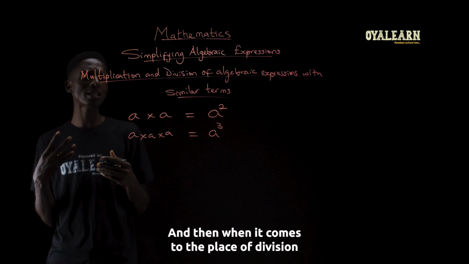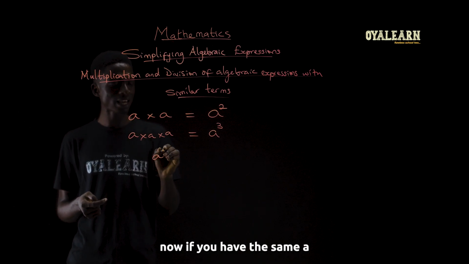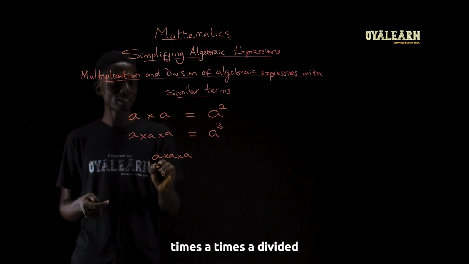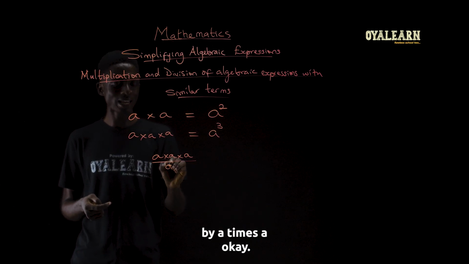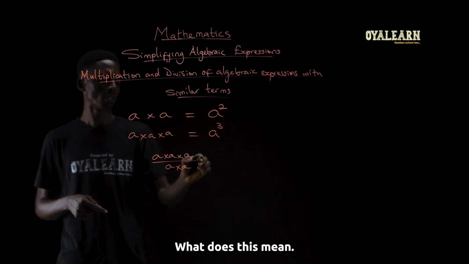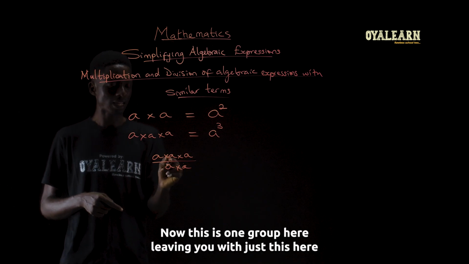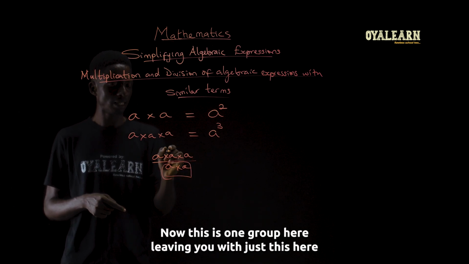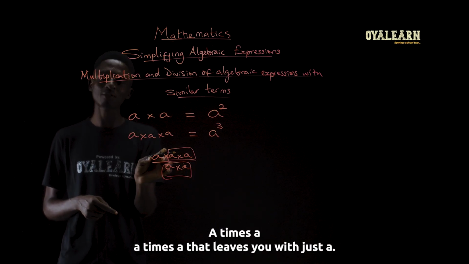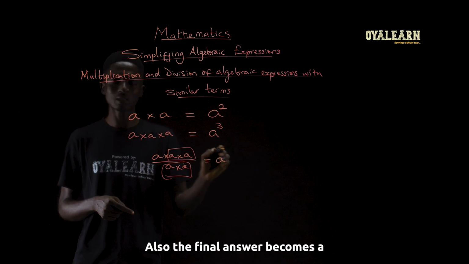And then when it comes to the place of division, now if you have this, say a times a times a divided by a times a. Okay? What does this mean? This means that how many of these at the denominator can you find here? Now this is one group here, leaving you with just this here. Okay, a times a times a, that leaves you with just a here. So this is once also. The final answer becomes a.